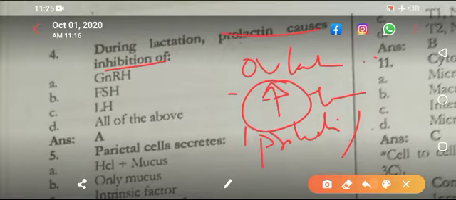If there is no increase or decrease, you choose the GnRH. If there is no GnRH, choose the prolactin. If there is the word decrease in the stem, choose the GnRH. If there is the word increase in the stem, choose the prolactin.